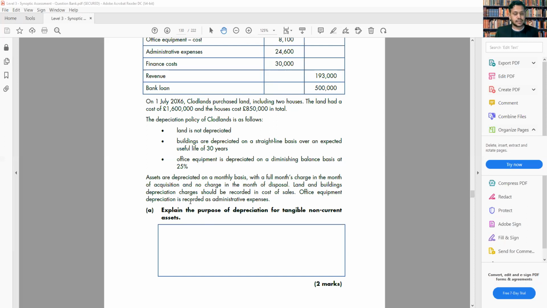Land and building depreciation charge should be recorded in the cost of sales. So if there is any depreciation for the land and building, we have to add it to the cost of sales. Remember that it is the accrual concept and depreciation is a fixed cost. That's the reason this is a cost we include as an expense to match it against the income, because depreciation is a non-cash item.